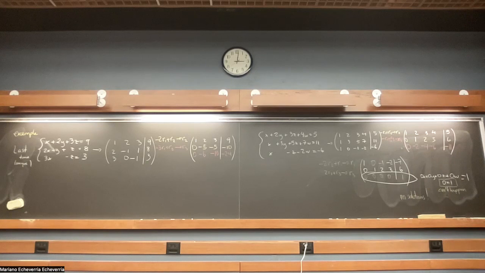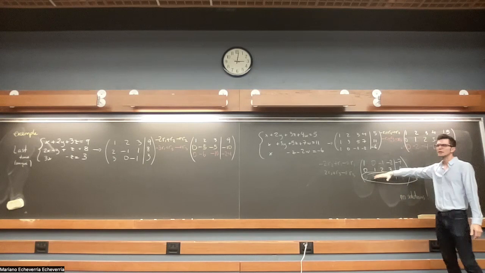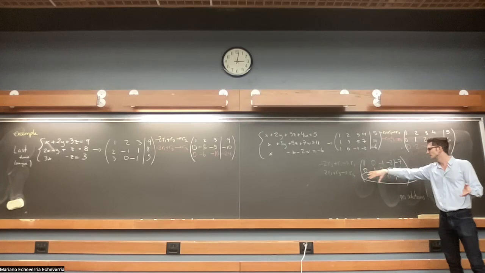And essentially that's how all of the systems without solutions look. After you reduce them a little bit, you'll get to a row. It may not appear at the bottom, but one of the rows in your system will read a bunch of zeros equals a non-zero number. Right, and then you're done.